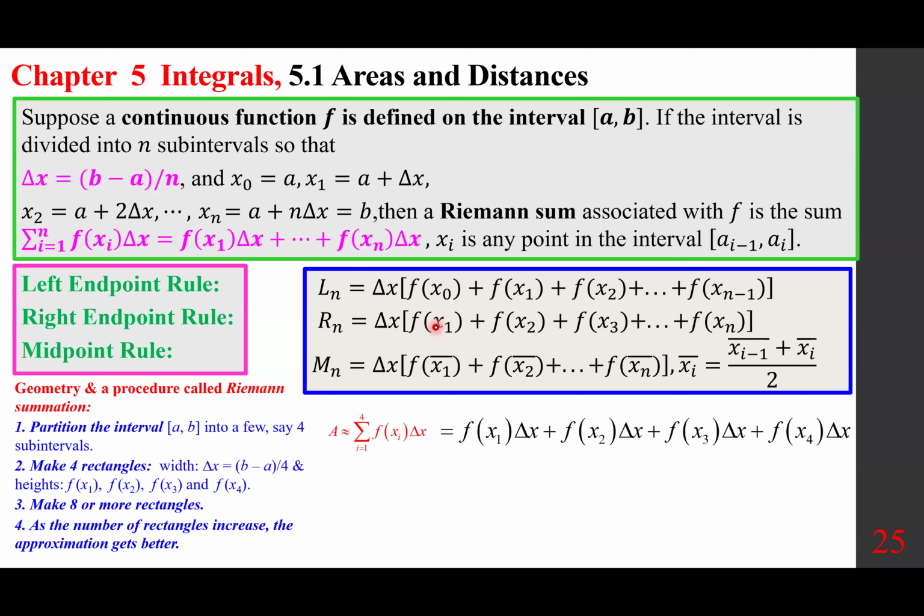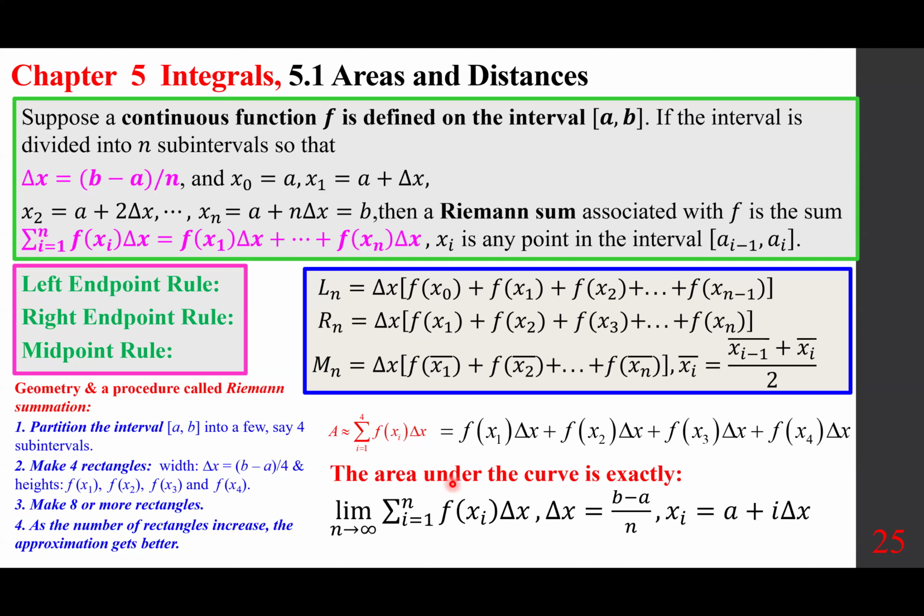So the approximation A is almost equal to the summation of f of x sub i delta x as i goes from 1 to any number n, not just 4. This is for 4. But if you let n go to infinity, it becomes the actual area. So this one, you take a limit and you let n go to infinity. The area under the curve is exactly the limit as n goes to infinity of the summation from i equals 1 to n of f of x sub i delta x, where delta x is (b minus a) over n, and x sub i is a plus i delta x. I'm going to show you how this works with a very simple example, everybody.